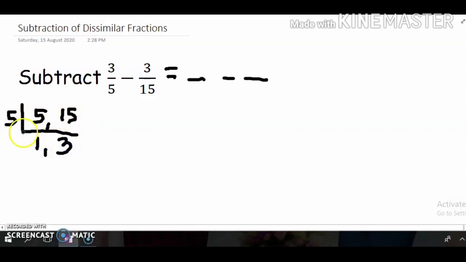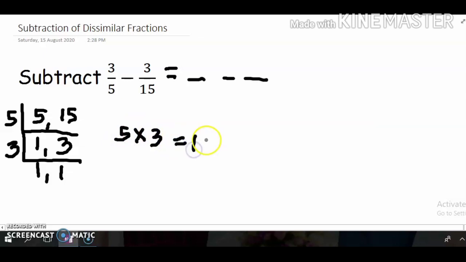Okay, so may 1 na tayo dito. Isang 1 na lang hinahanap natin. So we divide this by 3. So bring down 1. Then end ka sa 1, 1. Then, after natin mag-end sa 1, 1, multiply the numbers on the left side. So, 5 times 3 is 15. Therefore, the LCD is 15.